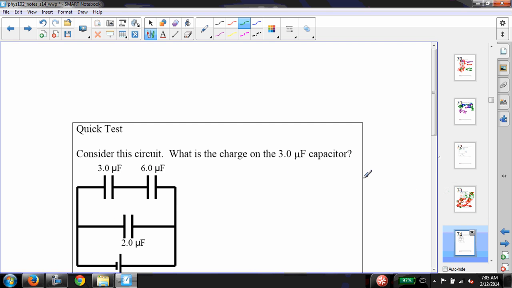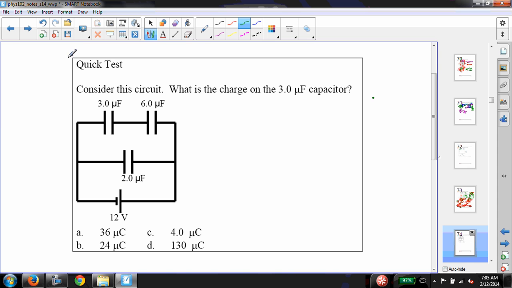Let's take a quick look at these quick tests. Here's a simple circuit, but it's a combination circuit. You can see something as simple as this on the test. In fact, this was an old test question. So we want to know the charge on this capacitor. So our first step will be to find the voltage on that capacitor. To find the charge on that capacitor, I'll leave you there, but you want to find the equivalent capacitance of this, and then you'll know what the voltage is across that, and you can find the charge on it.